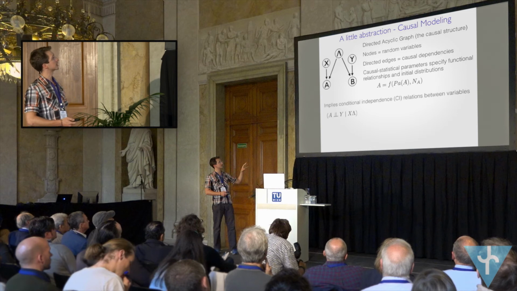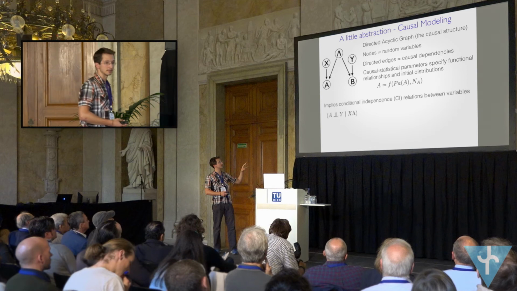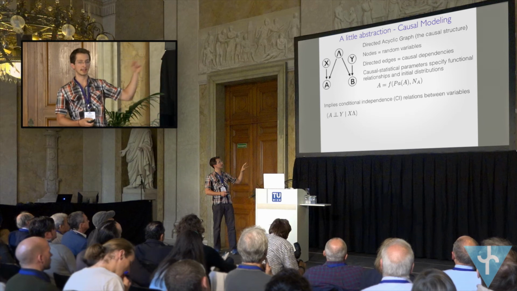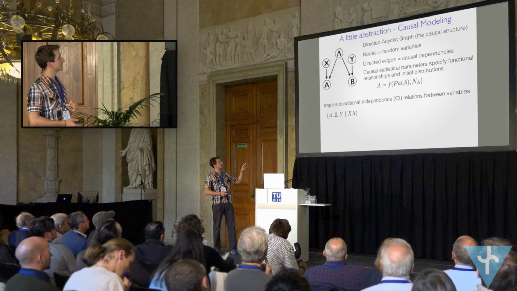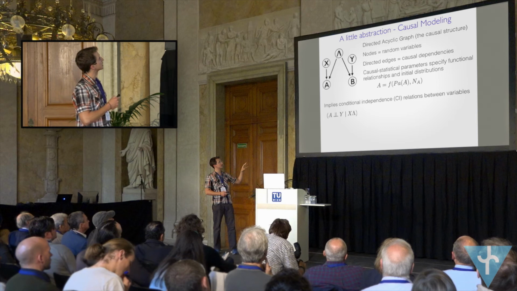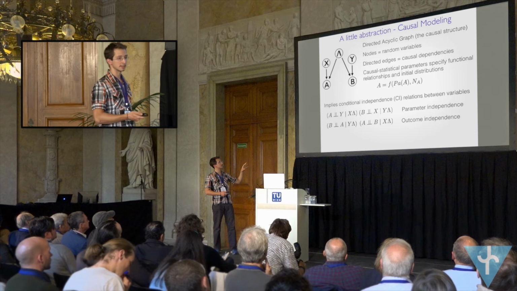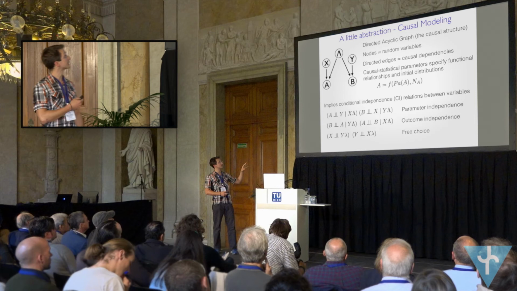And now such a graph structure implies some conditional independence relations. So in this case, for example, we have that A is conditionally independent of y given x and lambda. What this means is if I already know x and lambda, then learning y doesn't tell me anything new about A. Or in other words, Alice's outcome is independent of Bob's measurement setting, which we call parameter independence. And then also we have outcome independence, that Alice's outcome is independent of Bob's outcome, and free choice, that x and y are uncorrelated with anything in their past.